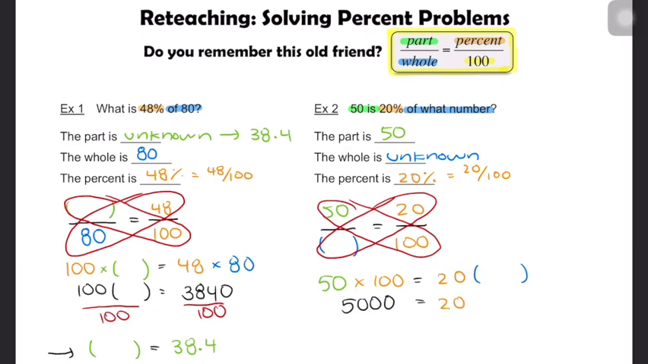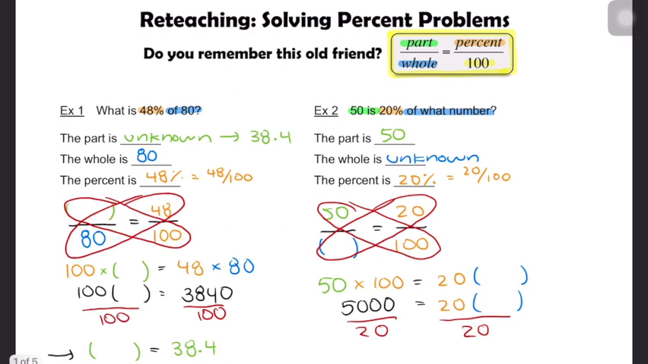20 times that blank. And if we want to find out what that blank is, again, you can guess and check and plug in numbers to see 20 times whatever number you plug in equals 5,000. Or, to be much more efficient, let's go ahead and divide both sides by 20 so that we see that the blank is going to actually be equal to 250, right? And so now we found that 250 is our unknown whole number.